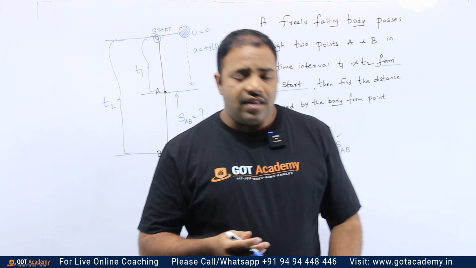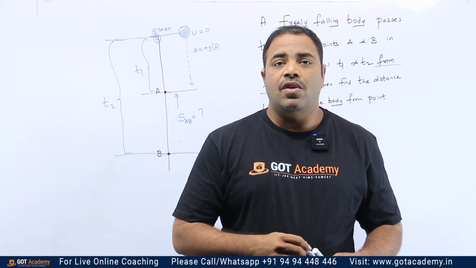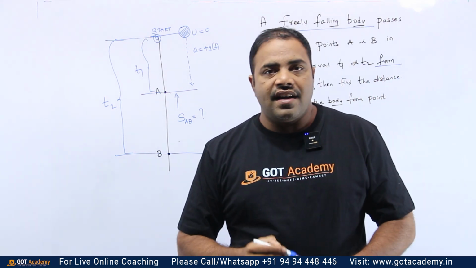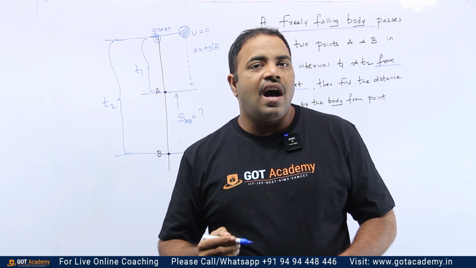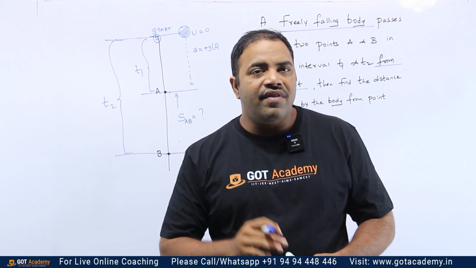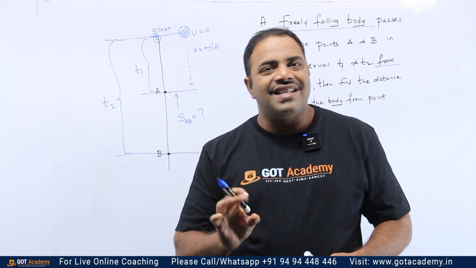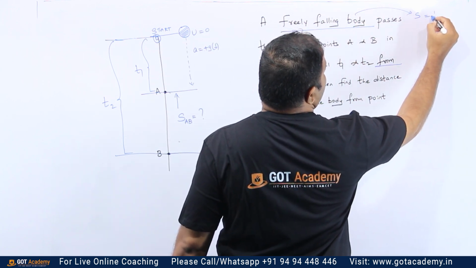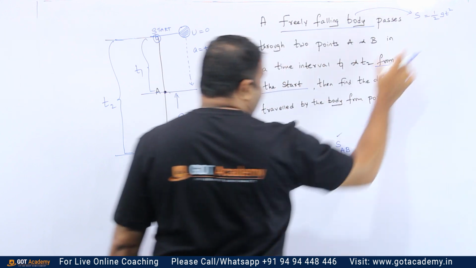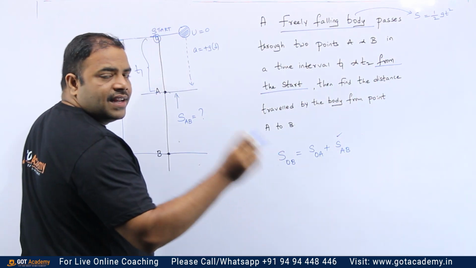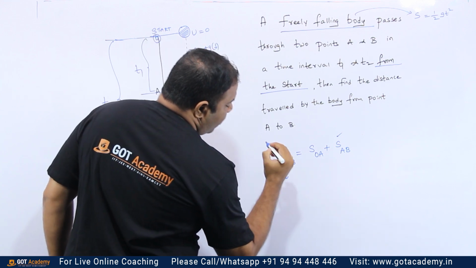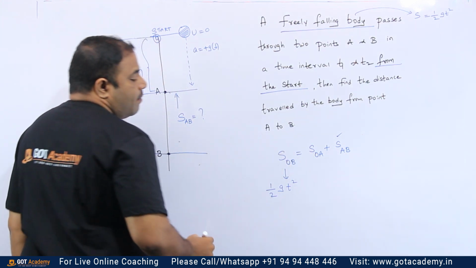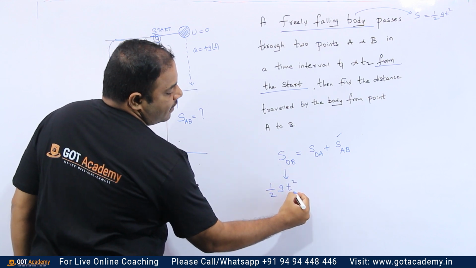Now, we have studied earlier the equations of motion. The distance formula is given as S is equal to ut plus half at square, whereas for a freely falling body, we have written it as S is equal to half gt square. The same thing I'll apply here with minor changes. So, the distance from O to B is half g t square, but here the time is from O to B. Let me write O to B.